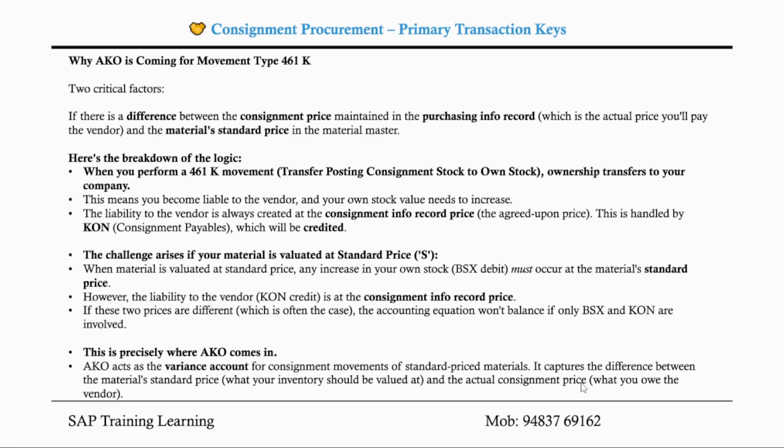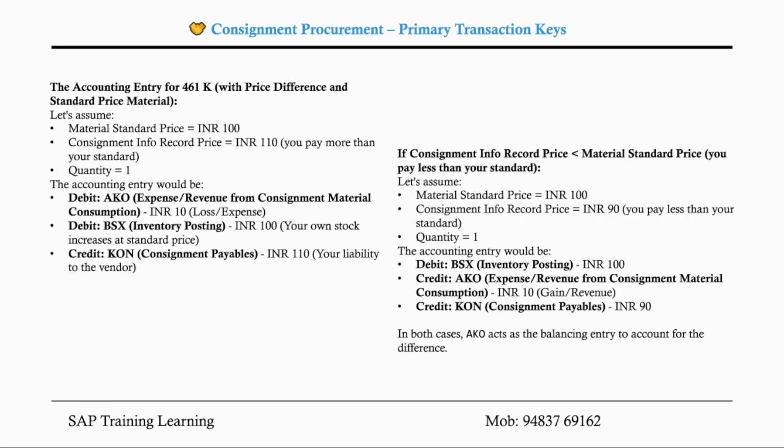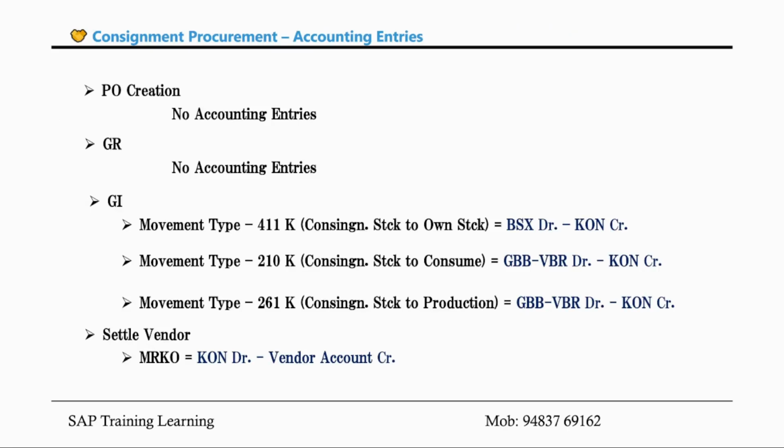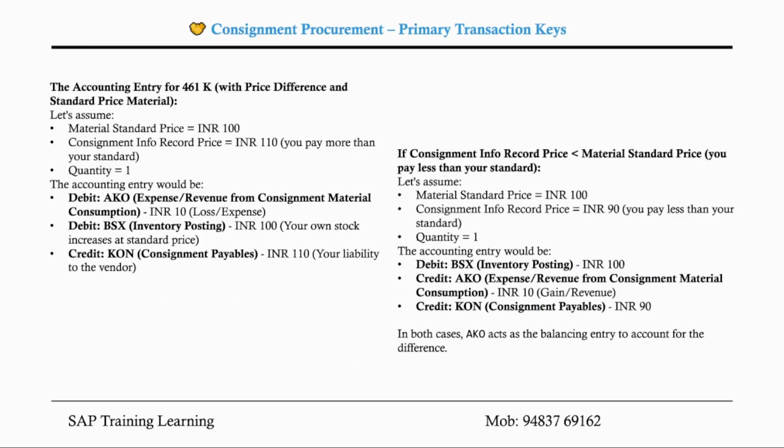Right? Let's use an example. This is gain and this is loss, right? And then again, as usual, KON always gets a price from the info record, so it is 90. In both cases, AKO acts as a balancing entry to account for the difference. Okay, we'll come to this. Now let's go to the system.